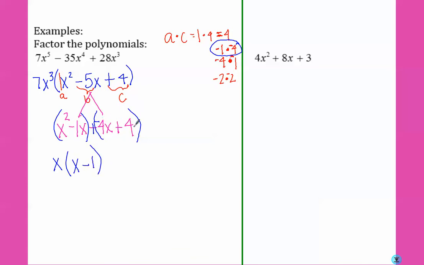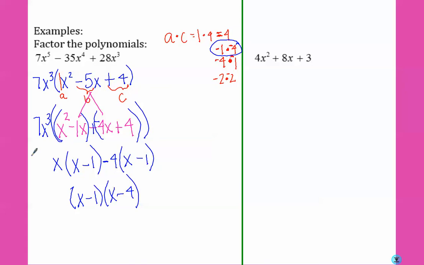We have negative 4x plus 4. I know they have a 4 in common, but since we know we want the parentheses to match, to get a minus 1 at the end, we'd have to divide by negative 4. X minus 1. So my factors are x minus 1 and x minus 4. Then for my previous terms, I'm going to bring down my 7x cubed, parentheses around the whole thing, 7x cubed as part of my final answer.